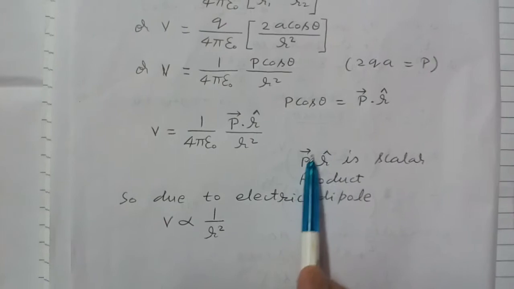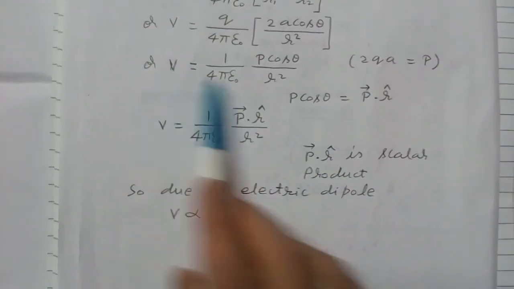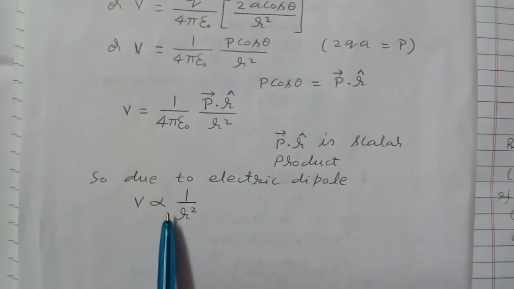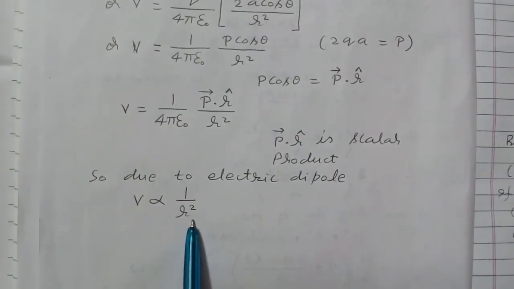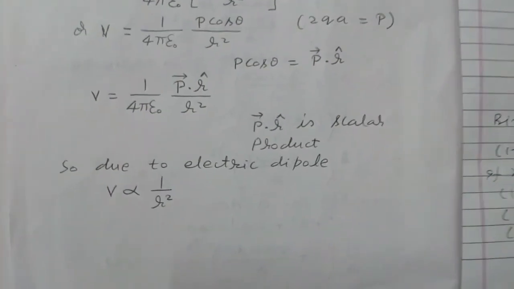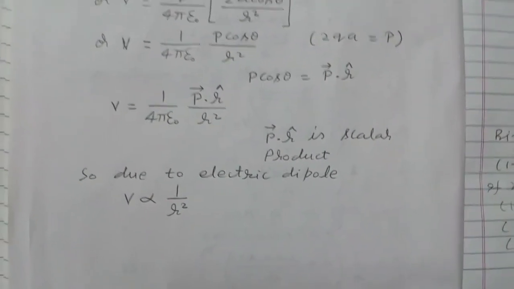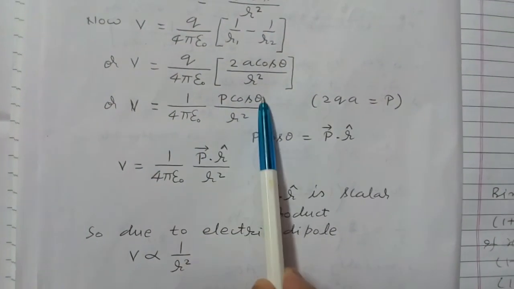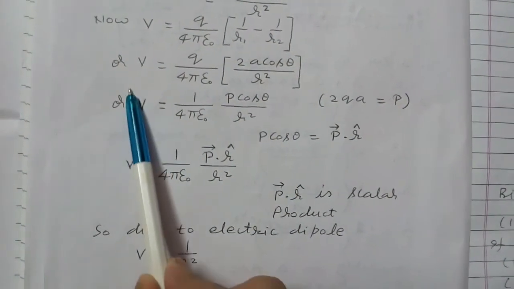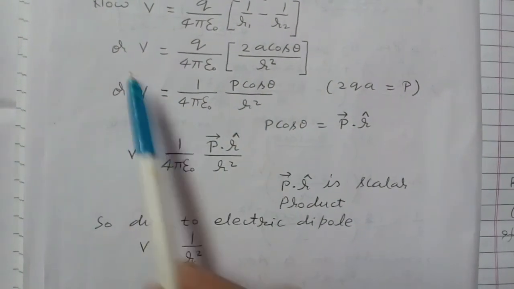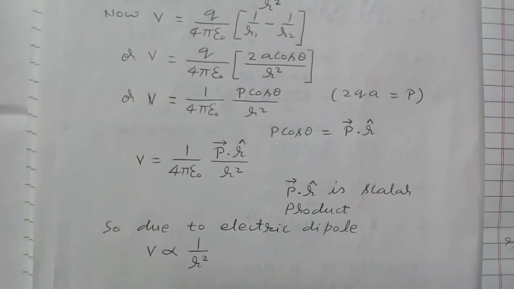So here you may see that V is proportional to 1 upon r square, which is characteristic of a dipole. So this is the formula for the electric dipole moment. This is the main formula: due to an electric dipole moment, the potential at any point.